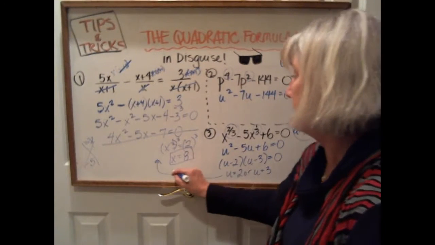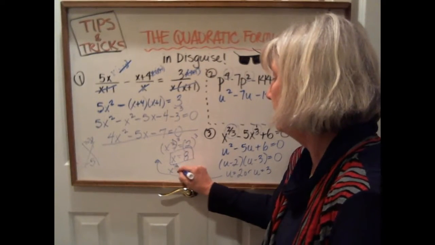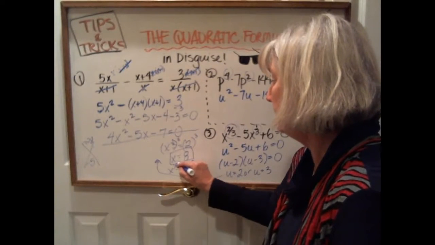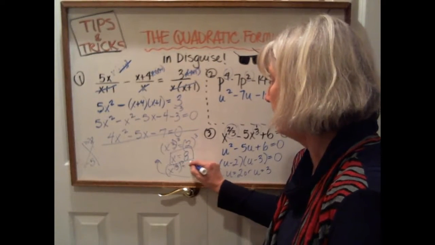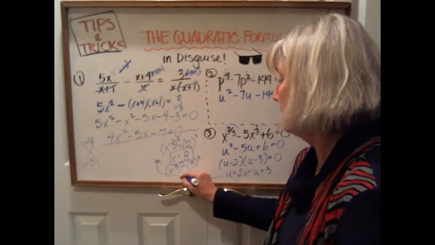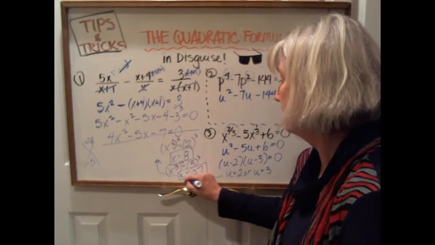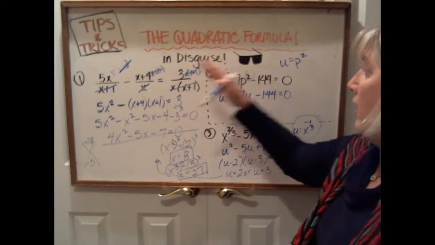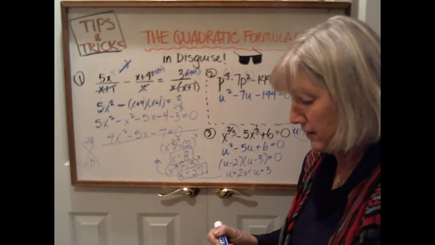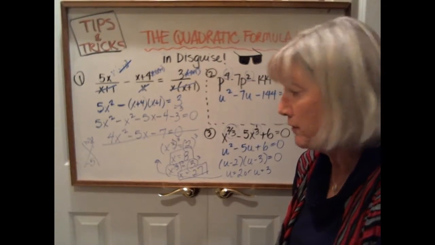And then we get x to the 1/3 equals 3. We do the same thing here, to the third power. So we have x equals 27. So all three of these examples are examples of quadratics.